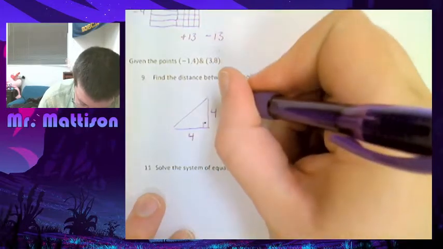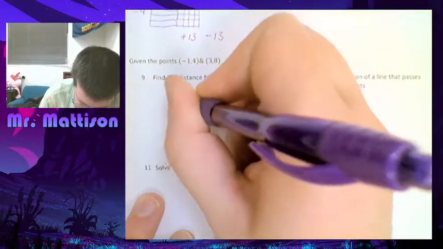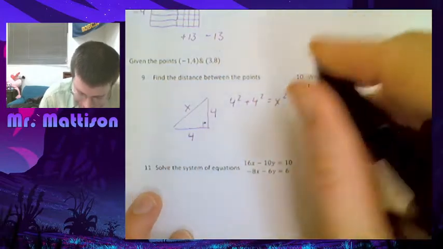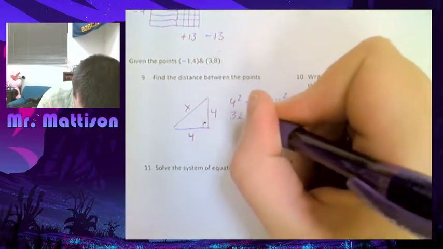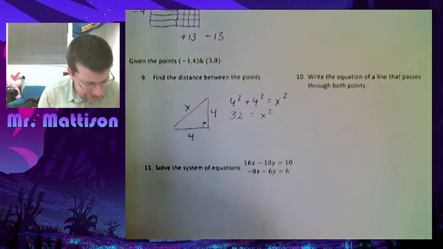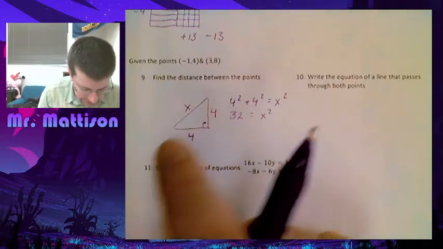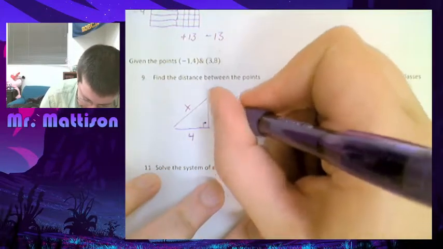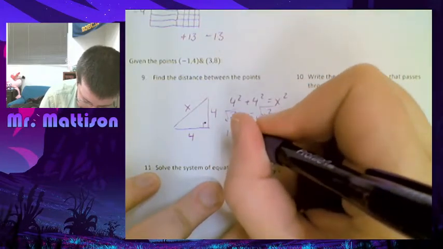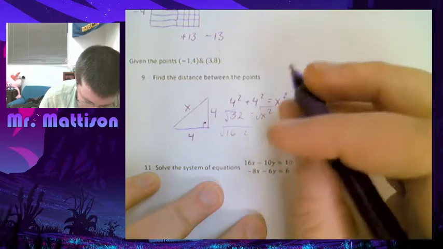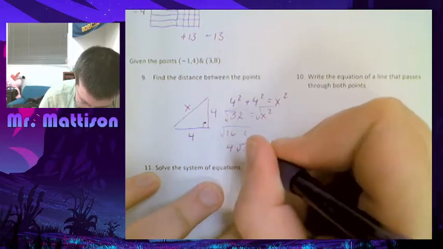So if I do 4 squared plus 4 squared equals, let's call that x squared. That's 16 plus 16, which is 32. Equals x squared, and then I want to square root that 32, which is going to be not perfect. So I can pull out a 16 and a 2, so I can then get 4 rad 2 out of it.